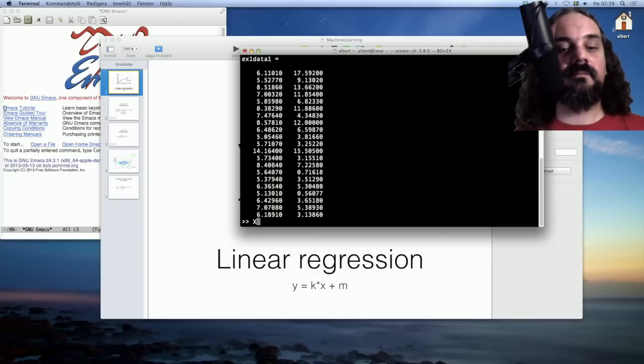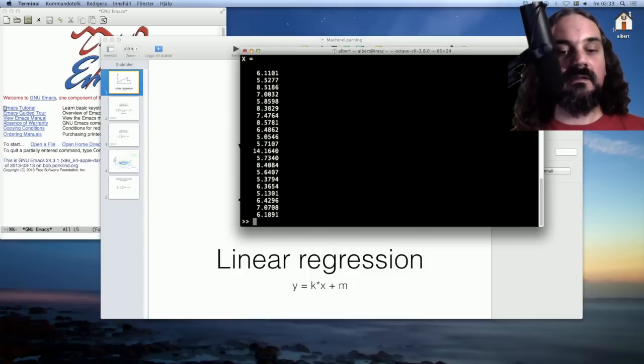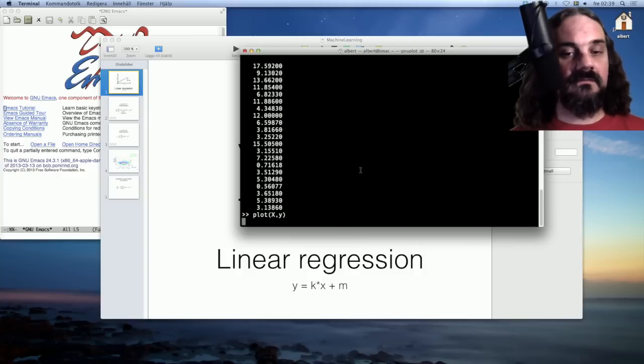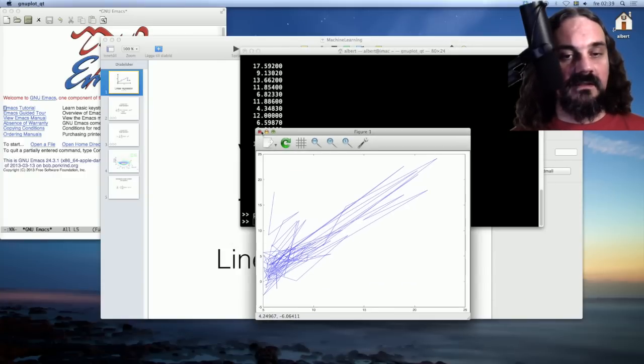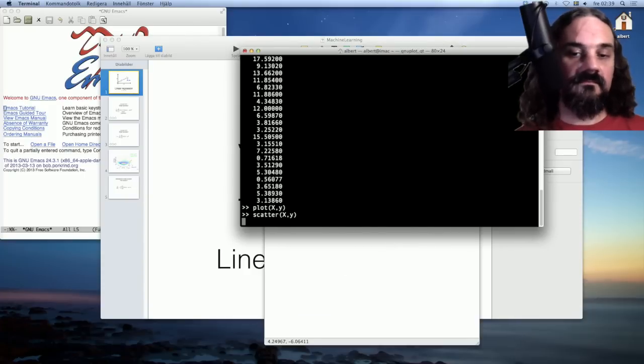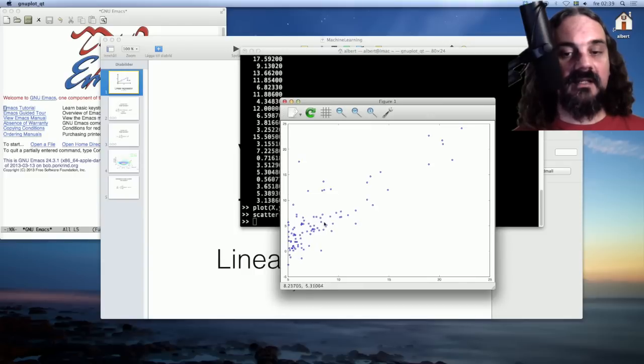Let's just pick out first ex1 data of the first column and set y to the second column and plot. Not so good. Let's do a scatter plot instead. Here we have it, and the line, we want to fit a line here. So the intercept term should be somewhere around here. And then the slope, I don't know.